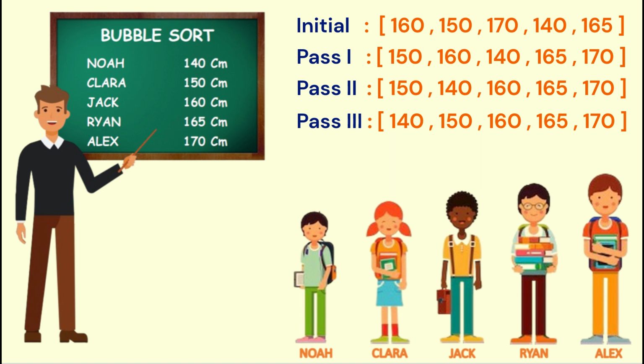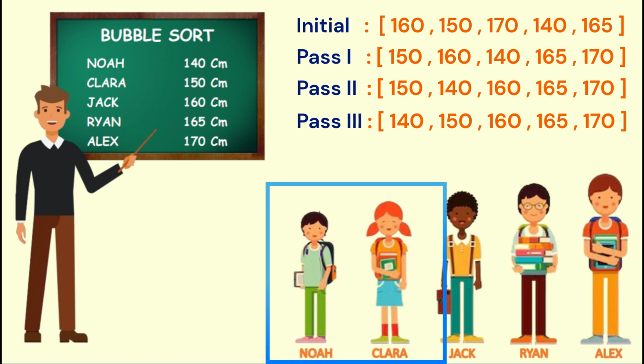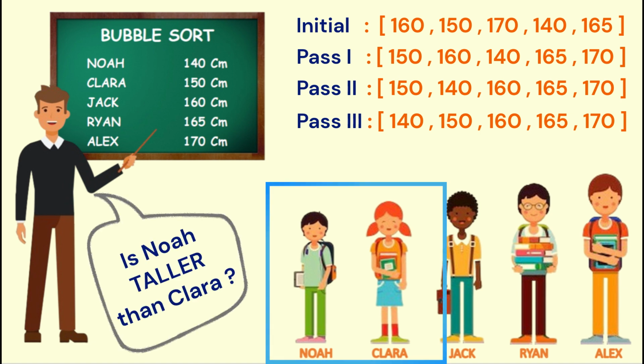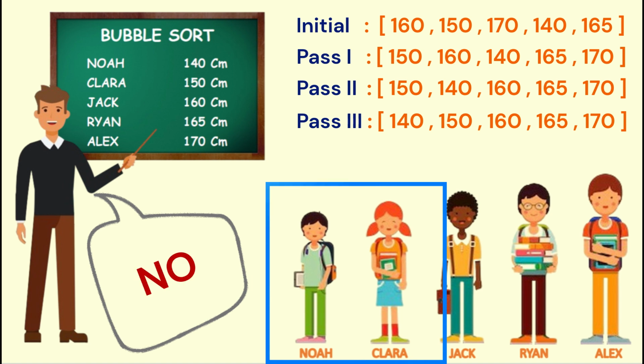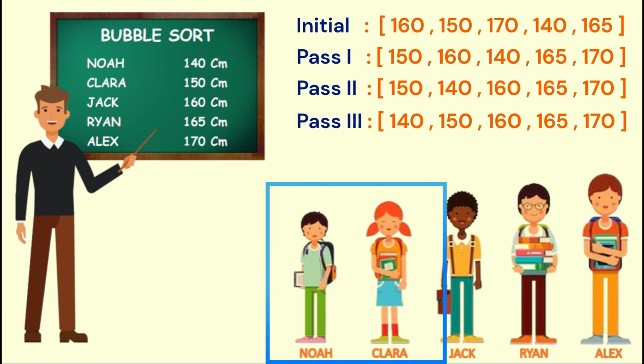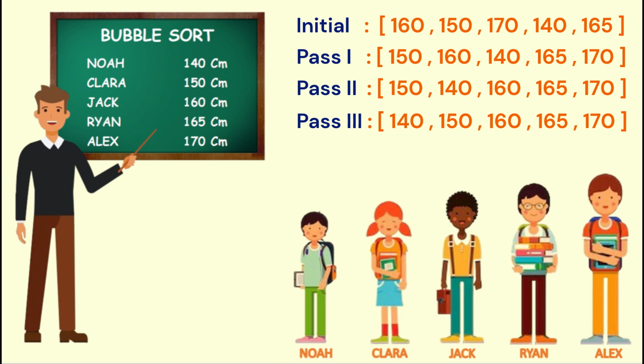In pass 4, we compare the first two students, Noah and Clara. Is Noah taller than Clara? The answer is no, so we won't swap them. We'll stop here because we've already positioned the 3 tallest students. Since no swaps were made in this step, the process ends here, giving us the final result as required: students arranged in ascending order of height.